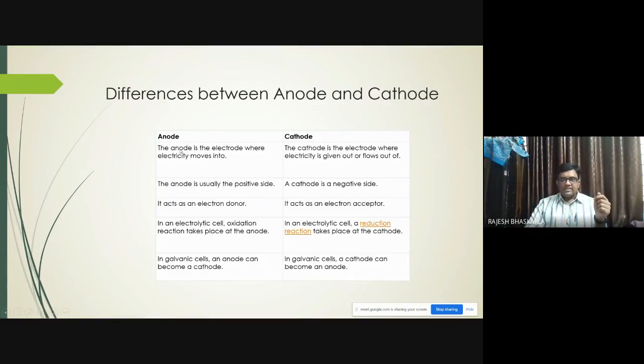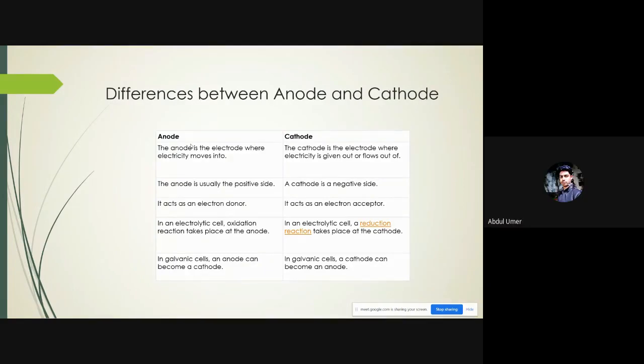What I mean to say is, during discharge, what is happening to anode? Anode is receiving the electrons. During charging, anode relieves the electrons, or anode gives out the electrons. Am I clear to everyone? Yes, sir. Sir, once again.